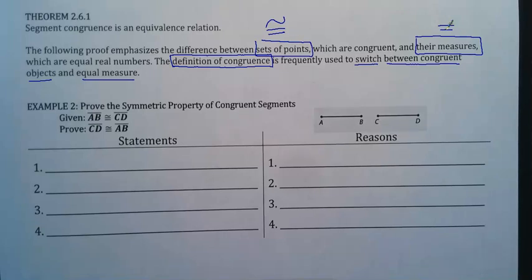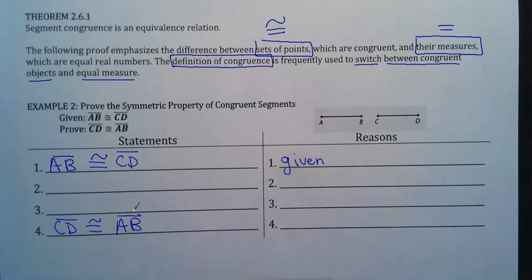It says, prove the symmetric property of congruent segments, so we're going to prove that they're symmetric. We're given that segment AB is congruent to segment CD. That's given. We're going to prove that segment CD is congruent to segment AB. Okay, we know that there is this congruent symmetric property, but we're going to prove it.